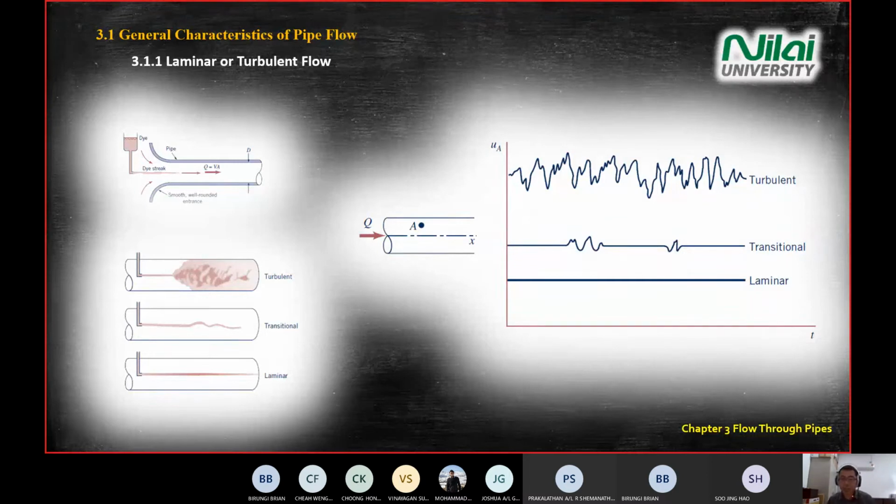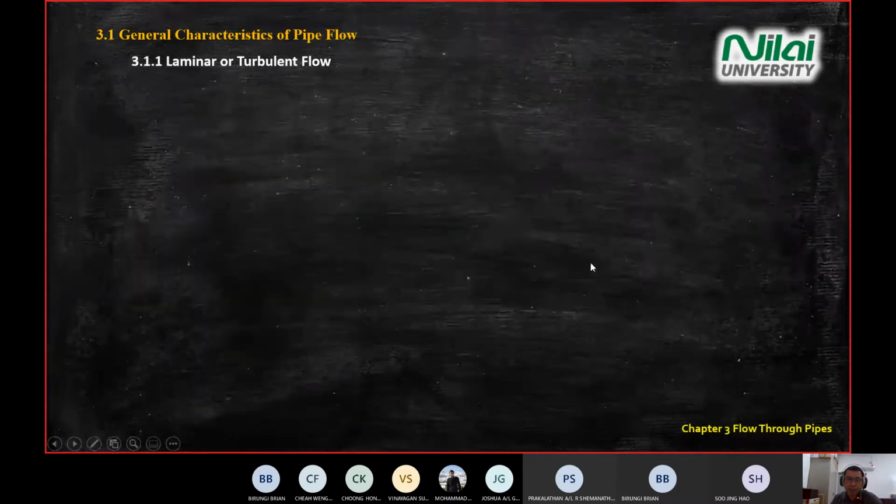So this is just an explanation of the velocity component over time. When you have a laminar flow, your velocity along the x-axis, velocity u, a vector along the x-axis, will be the same value all the time. Then you get laminar flow. If you have different magnitudes of velocity, sometimes very fast, sometimes very slow at a certain point, then it becomes turbulent. Okay, so this is just an illustration.